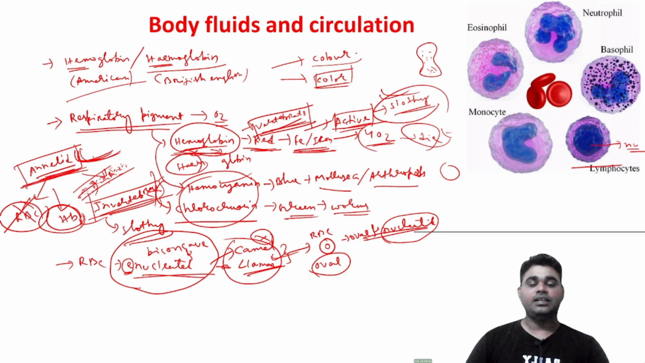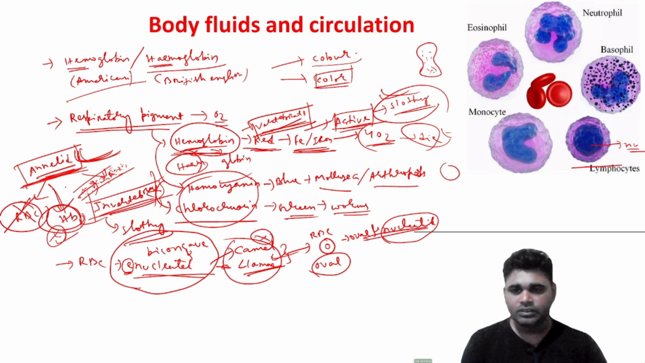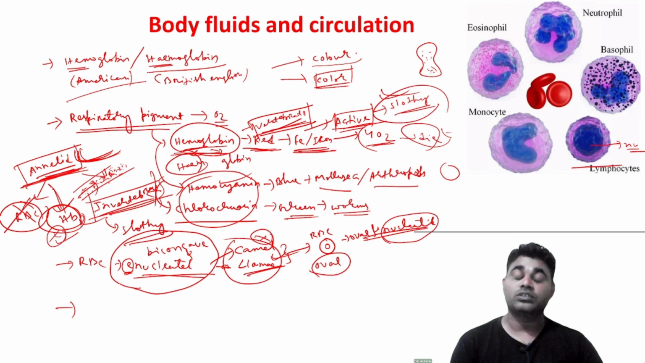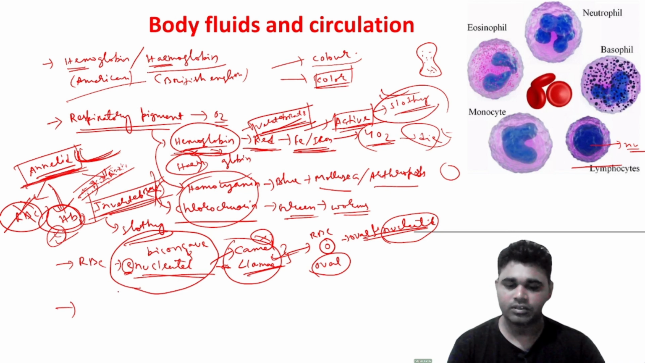That means the annelid is the only invertebrate which contains hemoglobin, with red color, which is the main exception, but it does not contain the RBC. Okay. So one more important point: if you ask what is the concentration or the amount of the hemoglobin, that is 12 to 16 gram per 100 ml of blood.